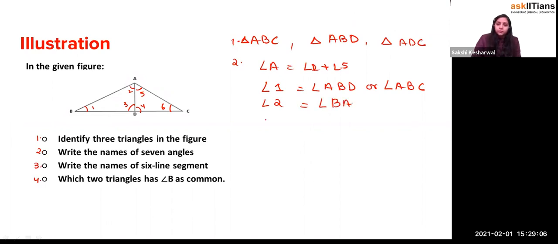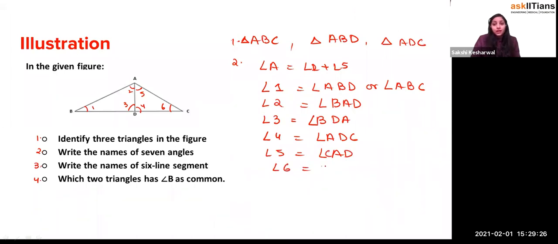You write angle 2 as BAD, right? If you're going to write angle 3, so angle 3 is equal to what? BDA, right? Angle 4 is equal to what? Angle ADC, right? Angle 5 is equal to what? Angle CAD, right? Angle 6 is equal to what? You can start with D, or either you can start with B, both are the same.